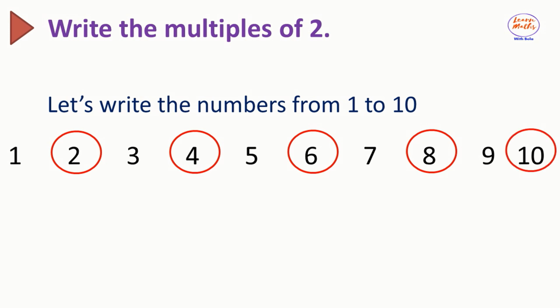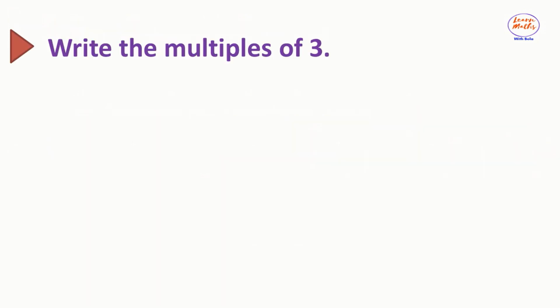So now we want to write out the multiples of 2 that are within the range of 1 to 10. So we have 2, 4, 6, 8, and 10. So here are the multiples of 2 that we have between numbers 1 to 10. Let's try it again by finding the multiples of 3 that are within the range of 1 to 10.